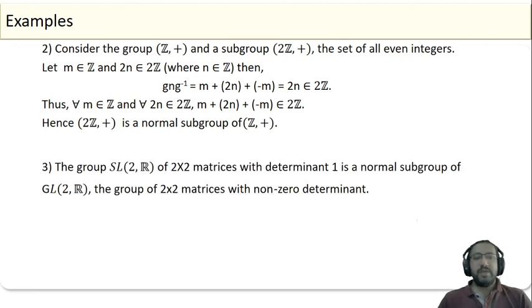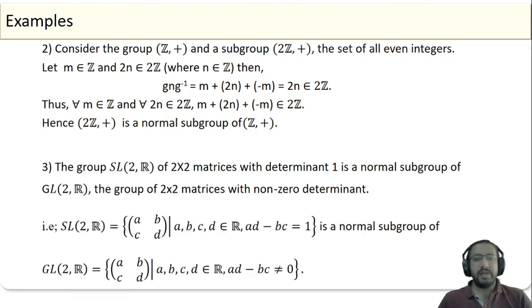Similarly, the group SL2R of 2 cross 2 matrices with determinant 1 is a normal subgroup of GL2R, the group of 2 cross 2 matrices with non-zero determinant. That is, you can clearly see the set SL2R, matrices ABCD with AD minus BC equal to 1, is a normal subgroup of GL2R, matrices ABCD with AD minus BC not equal to 0. So these are a few examples of normal subgroups.